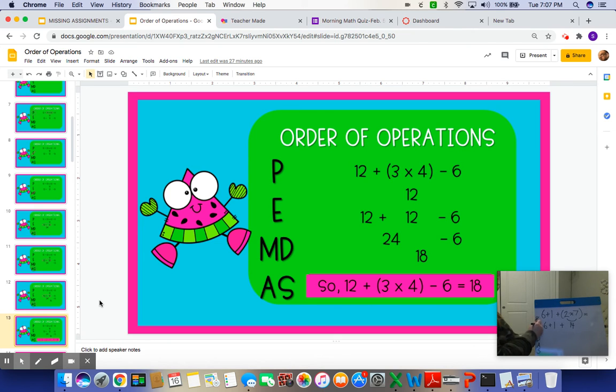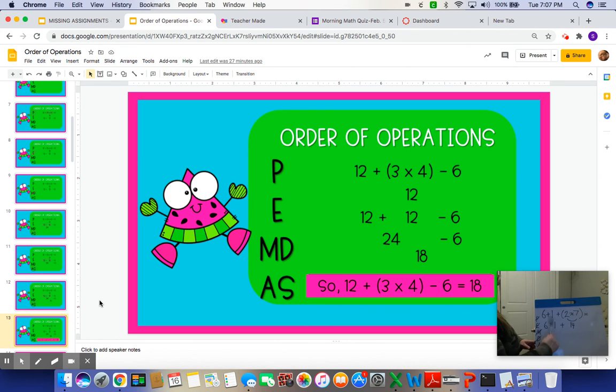Exponents we don't have. Multiplying we already did. We don't have any division. The only two operations we have left are now adding. So I'm going to put a mark through division. So when you have adding, you're always going to start from left to right. If that's all you have left, you're going to add from the left all the way to the right.